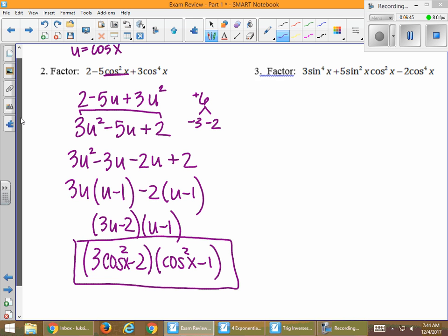All right, number 3 is also a factoring problem, and here, if you want to use some u's, you can. I think I'll do this one in the next video because it's going to take a little bit of time here. All right, see the next video for number 3.